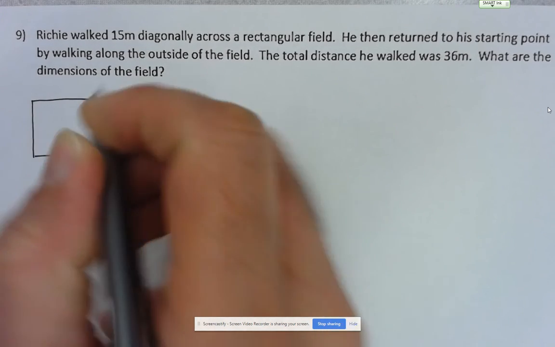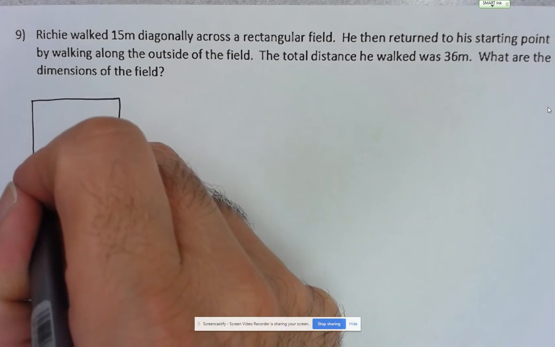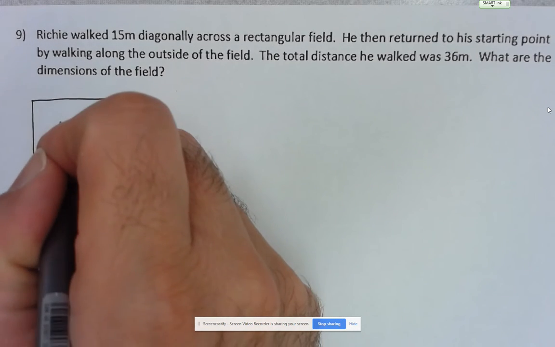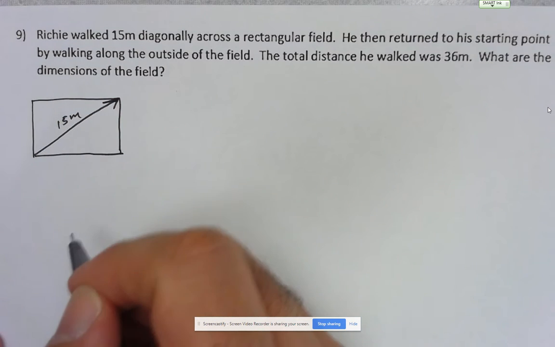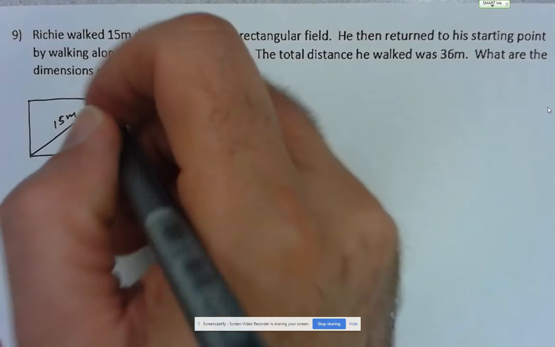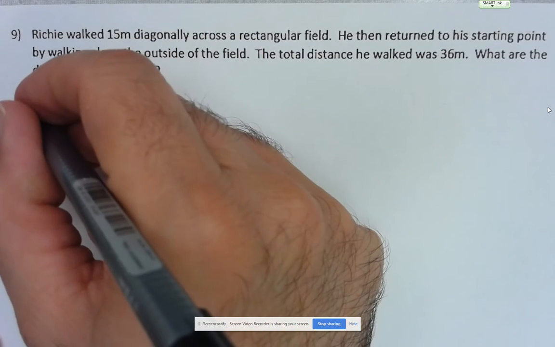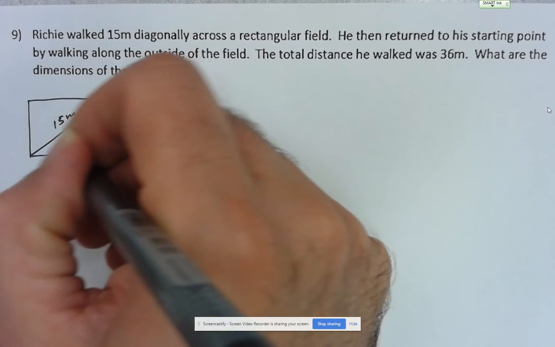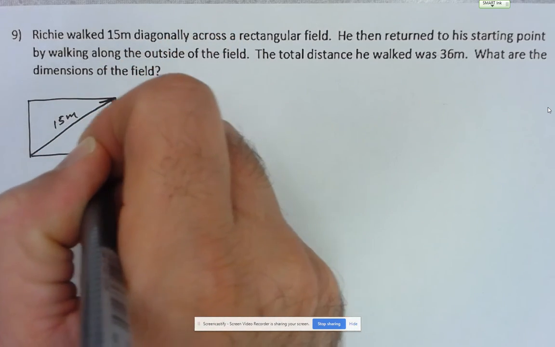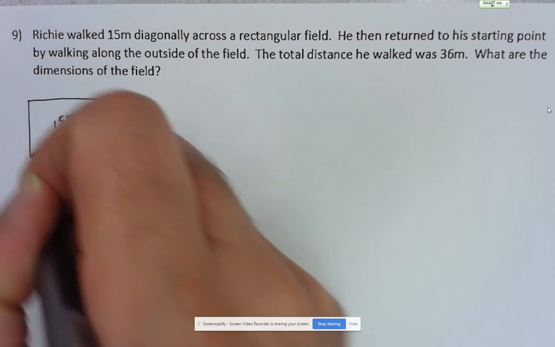so it doesn't matter which diagonal. So let's say I take this diagonal, walked across, and it looks like that is 15 meters. Okay, let's see what else is happening. He then returned to a starting point by walking along the outside of the field. Okay, so I don't think it matters whether he goes this way or that way. Since it's a rectangle, it will make a difference. So walks this way and then back to where he started. All right.